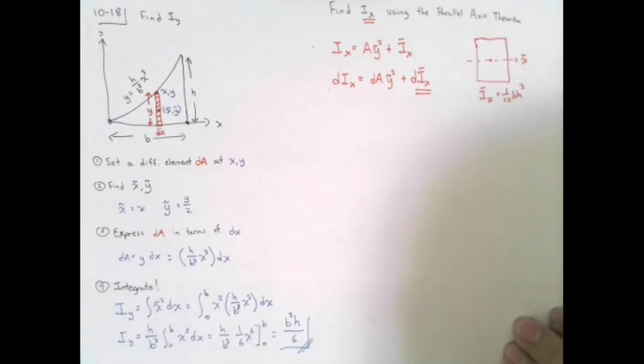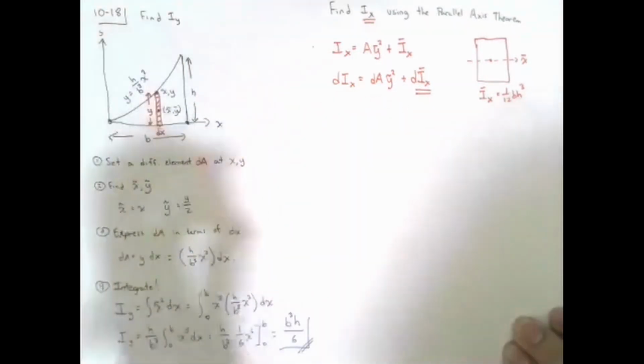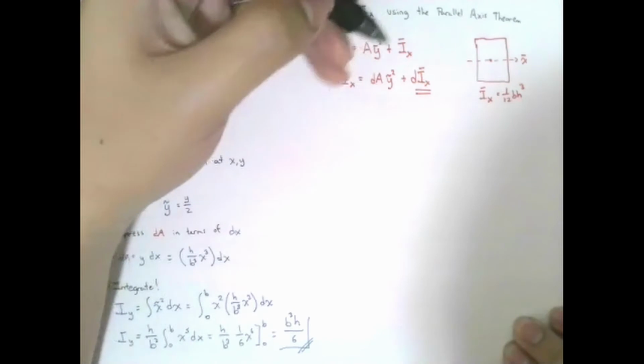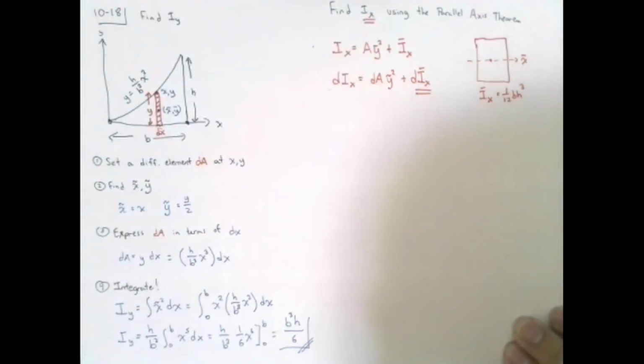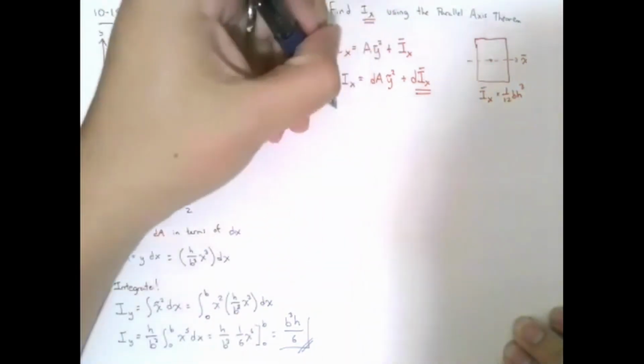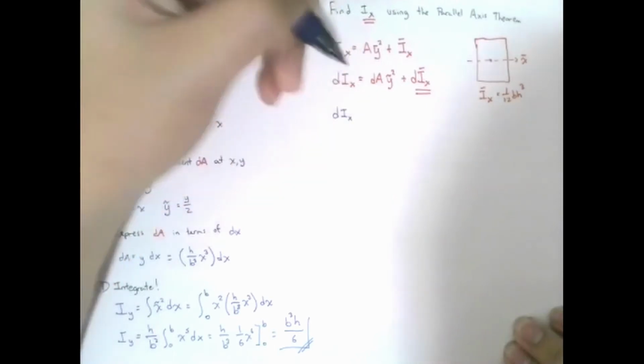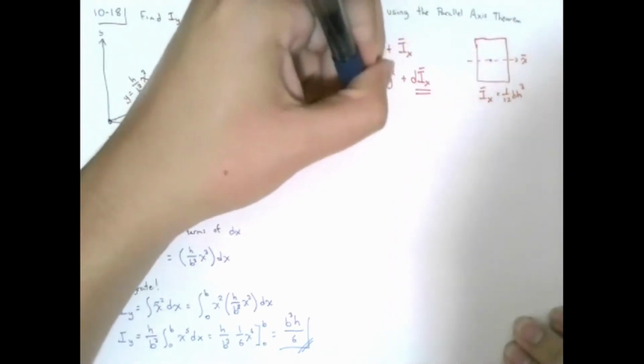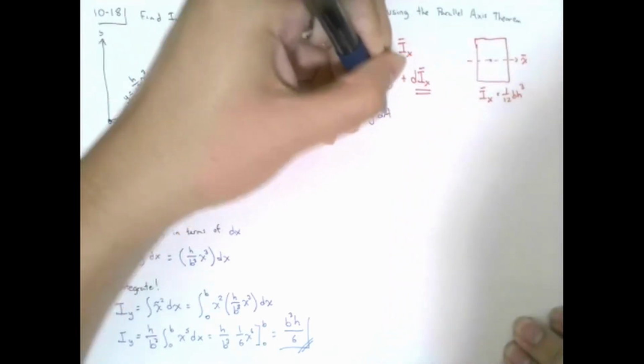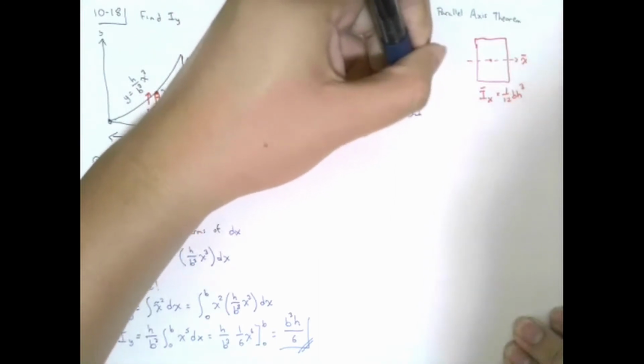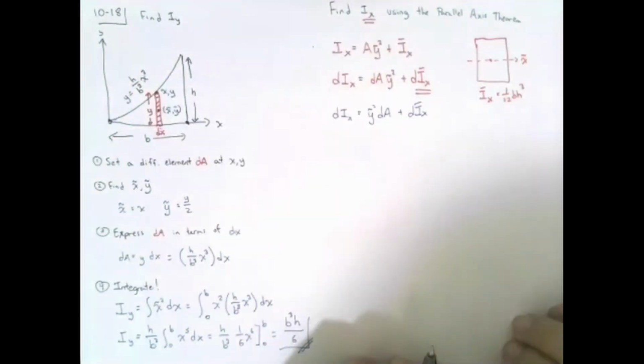Now to solve this problem, I'm going to rearrange my terms just a little bit so that they look easier for me to handle. And I'll say that the moment of inertia about the x-axis, that's the differential moment of inertia, will be equal to y squiggly squared dA plus dI bar x. That's how I like to rearrange my terms.